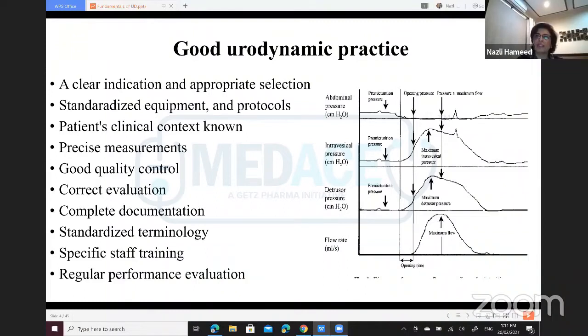Documentation should be complete using the standardized terminology. It cannot be overemphasized that staff training has to be very specific, and regular performance evaluation of the staff is also needed.